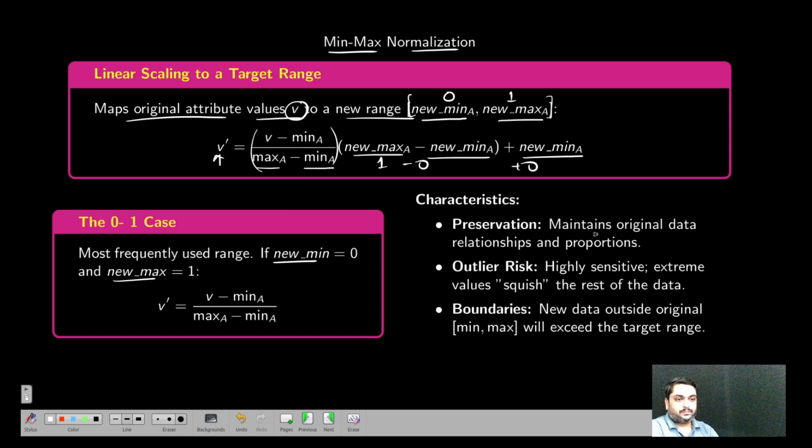That's it. It maintains the original data relations and proportions. Even if you normalize the values, the proportions are still maintained. But it suffers from the problem of outliers. It is highly sensitive. An extreme value will squish the rest of the data, so outliers will dominate the rest of the values. We'll see with an example. Then boundaries: new data outside the original min max will exceed the target range. For example, if I have already calculated the minimum and maximum, the target, and I add a new data point, it may exceed the original values.